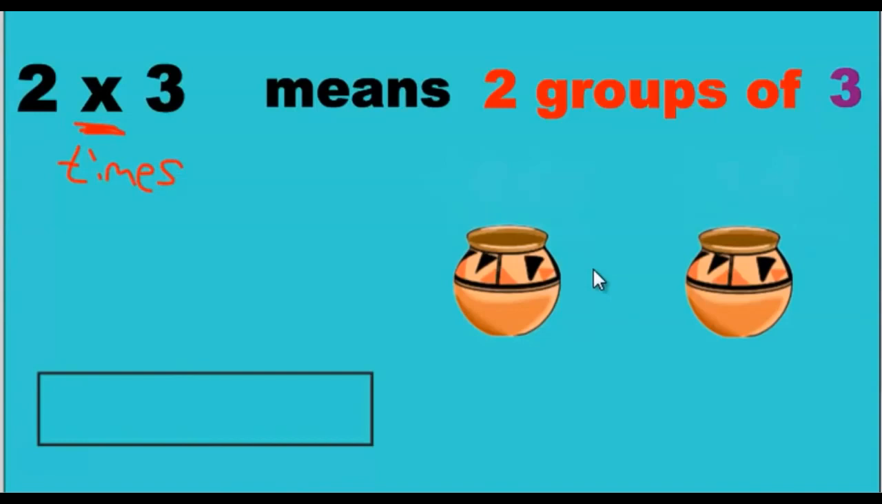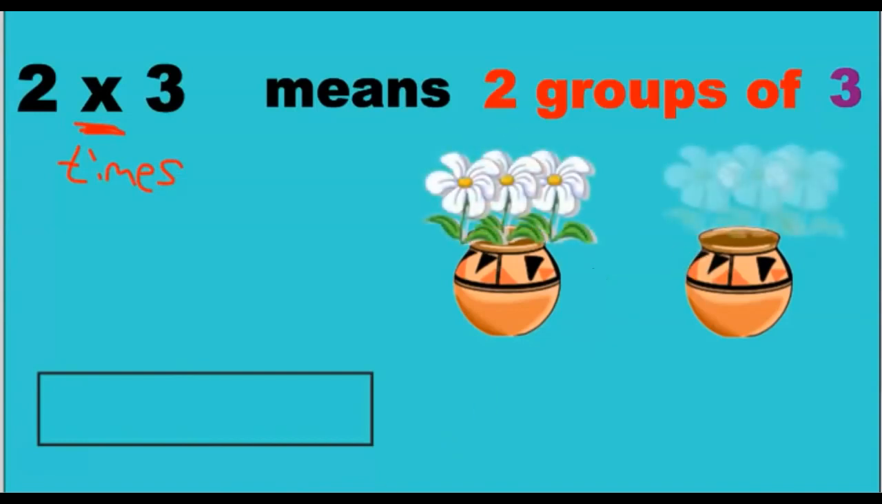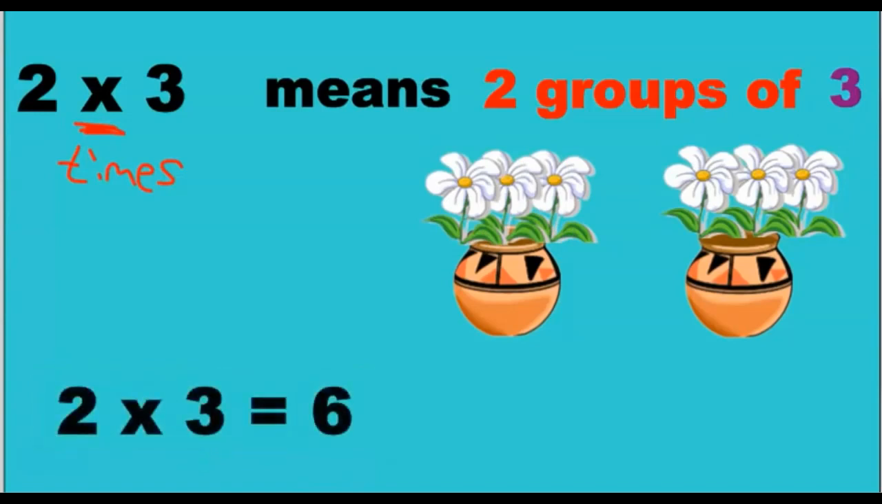And what kind of things do we put in pots? I don't know, maybe flowers? Now you see how there's exactly the same amount? We have 3 in each one. You can't put 3 in one and then like 2 in the other. It doesn't work that way. They have to match. And then you just count them. 6. 2 times 3 is 6.